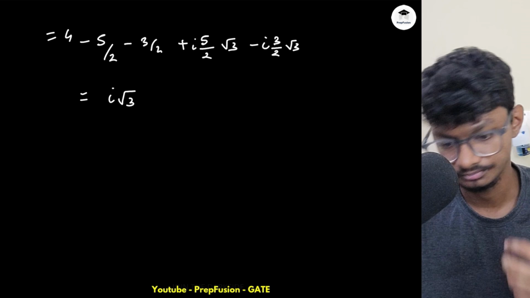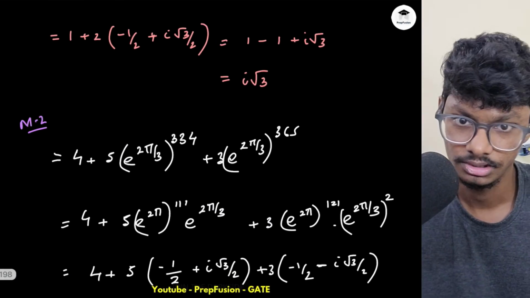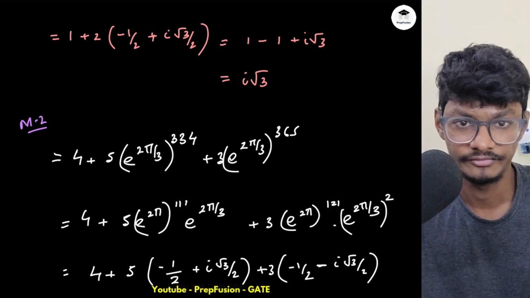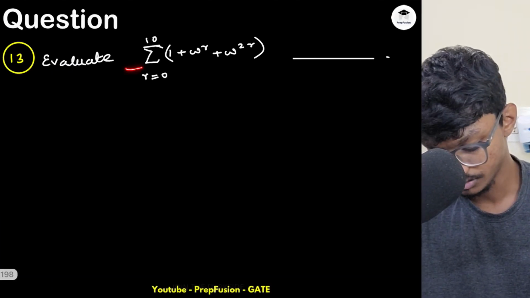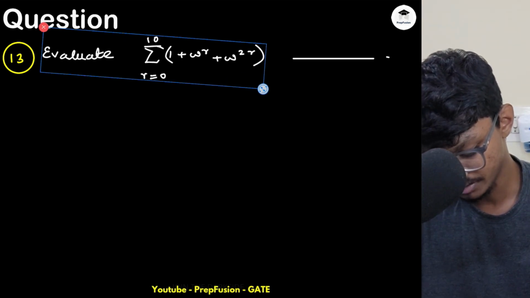So it will be i root 3. So this will be your answer to this question. This is how you can solve it if you don't know omega. Now let's solve another question, which is this one. This one is with the properties of omega itself, which we have just studied.